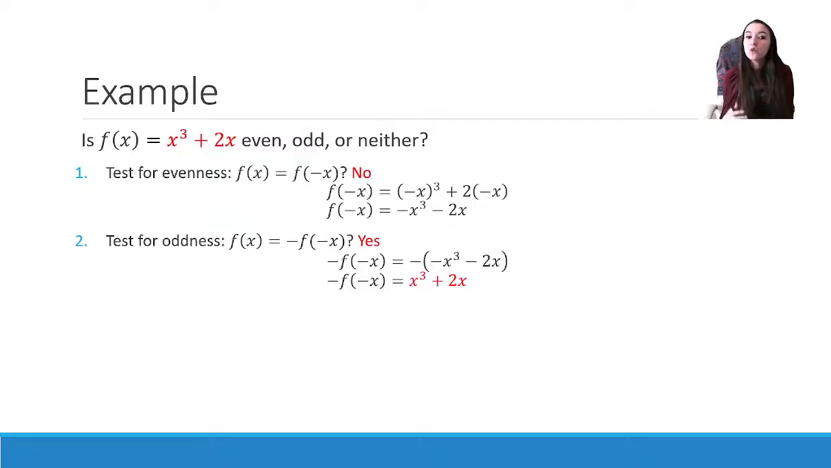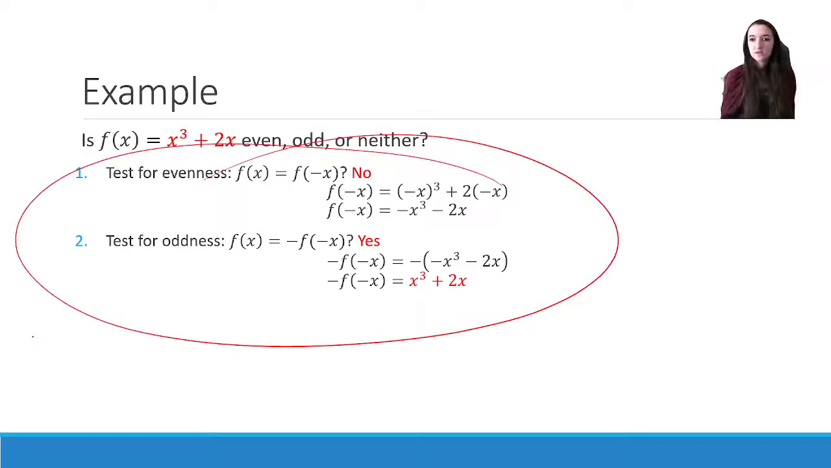So when you are asked to test whether something is even, odd, or neither, showing its symmetry is one way to state that it is even or odd or neither. But most of the time you're going to be asked to prove it, and to prove it is to do these 2 steps. So if you are asked to prove that something's even, odd, or neither, and you just say it has rotational symmetry, you didn't prove anything.